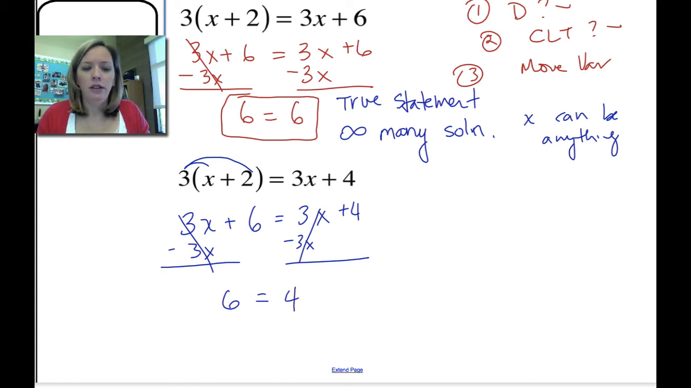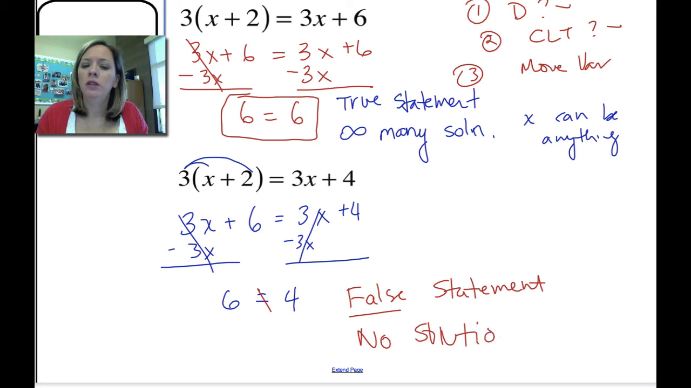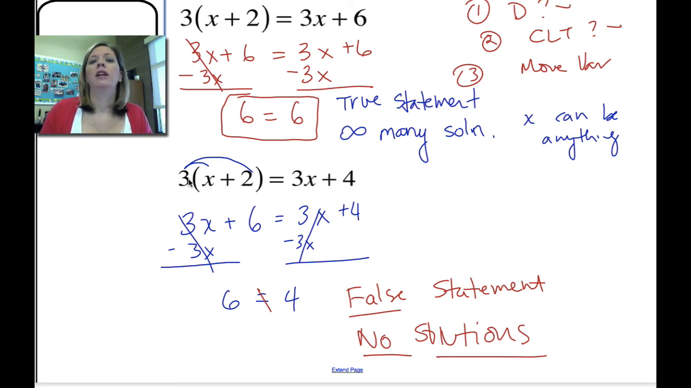Now I know you guys can see that 6 is not equal to 4, so this statement is false. We've eliminated all of our variables from the equation, and we're left with a statement of numbers that is false. That means there are no solutions to this equation. There is no value of x that I can plug in to the original equation that would make the left side equal to the right side.